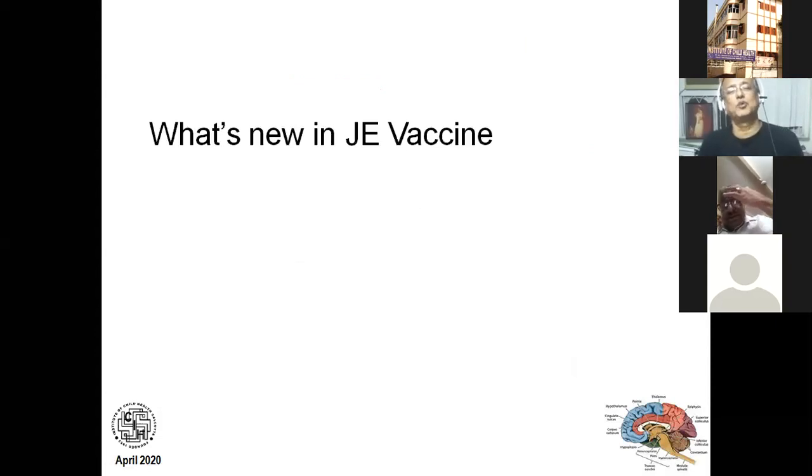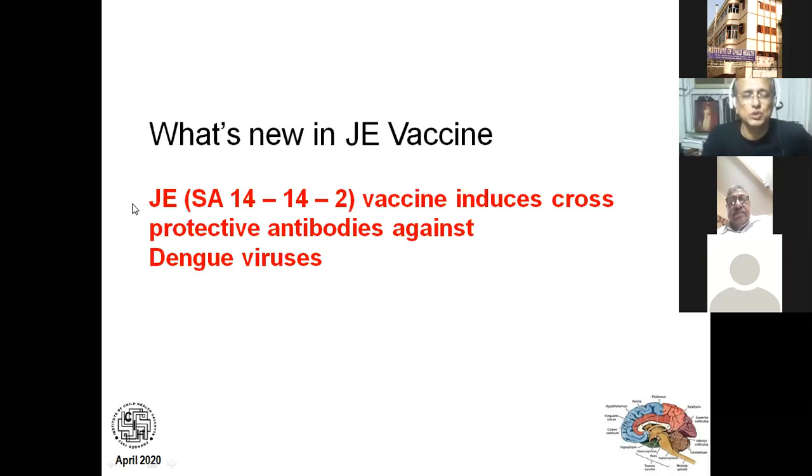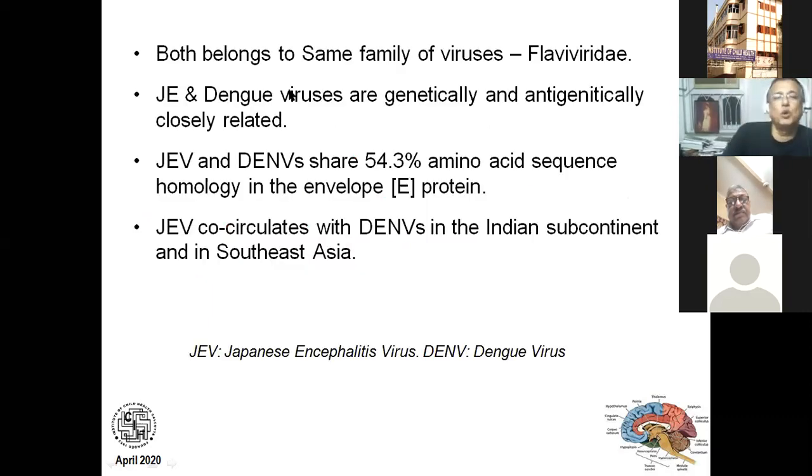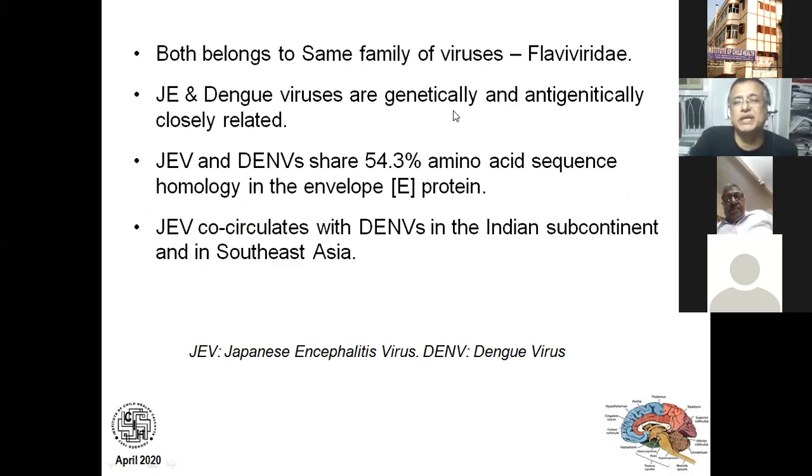Now I'll come to what is new in Japanese encephalitis vaccine. You know, Japanese encephalitis and dengue are both flavivirus. So does Japanese encephalitis vaccine induce a cross protection against dengue virus? Let us see a little bit. Both Japanese encephalitis and dengue belong to the flavivirus group. They are genetically and antigenically very closely related.